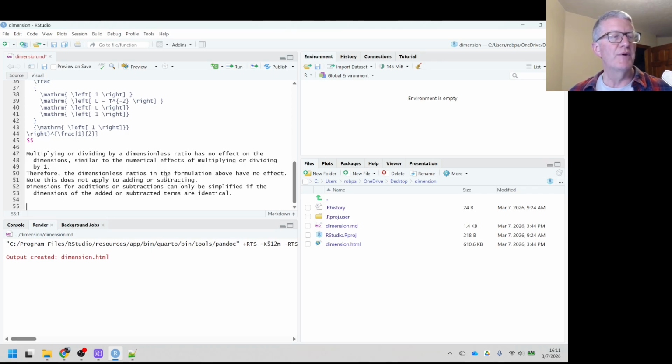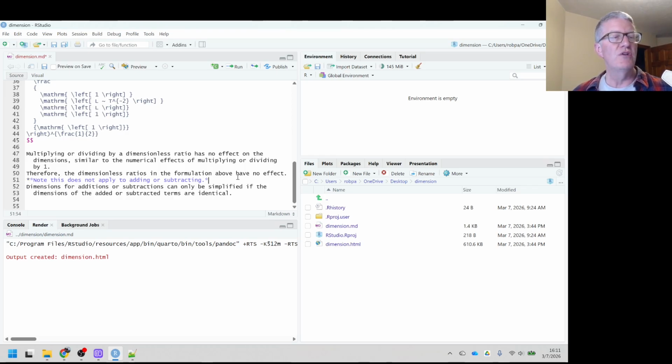Now, this is really important. You can't add a dimensionless ratio to another variable with dimensions. They just can't add. That's not something that can be simplified. So I want to make sure this is emphasized. Now, there are ways in Markdown to emphasize text. If I put single asterisks before and after this text, then this text would show up as italicized. But I want to make it bold font.